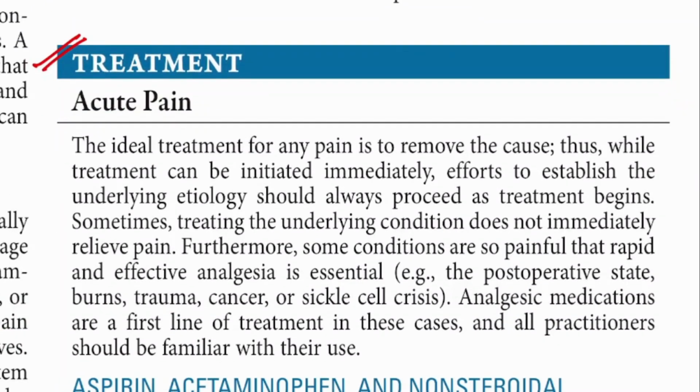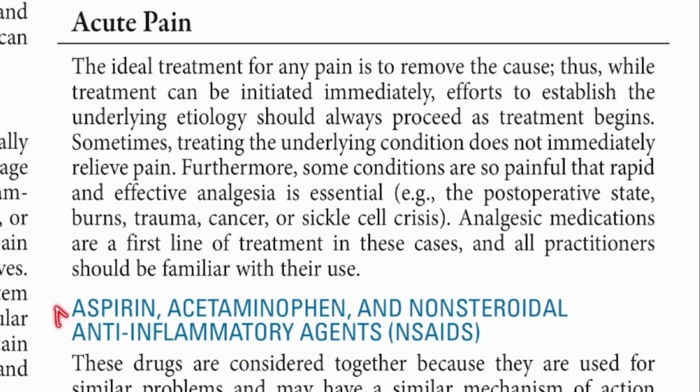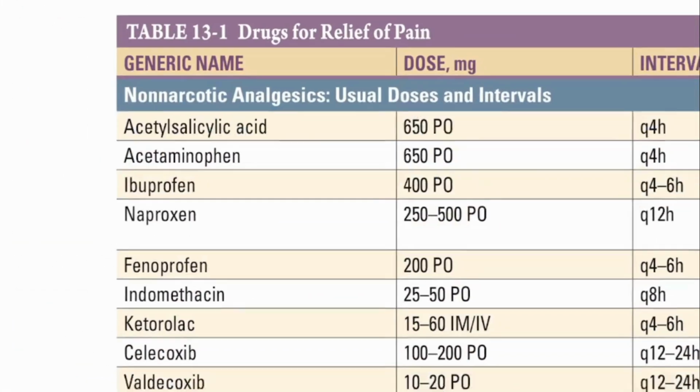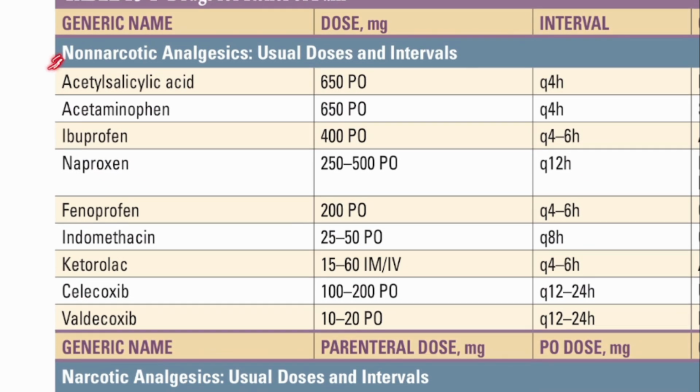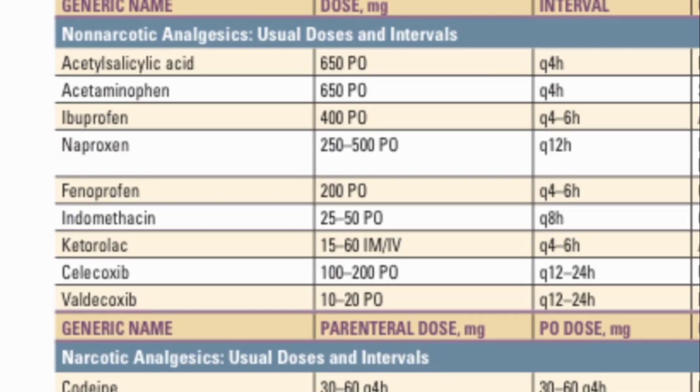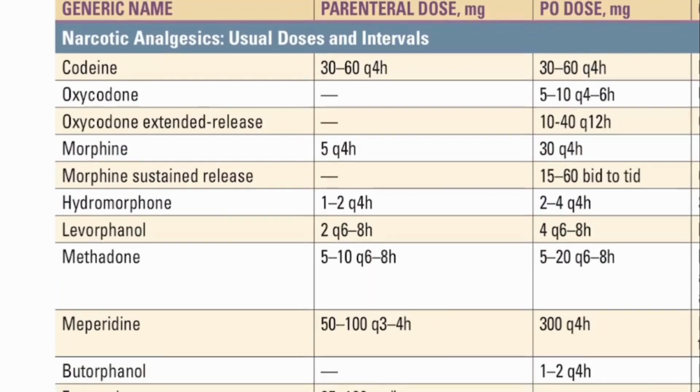Right. Treatment for acute pain is NSAIDs, first of all, first line. Second line is opioids. Now we will try to understand the NSAIDs. These are non-narcotic: acetaminophen, ibuprofen, naproxen, ketorolac, celecoxib, and indomethacin, very useful in some kinds of headaches. These are the classically used NSAIDs.